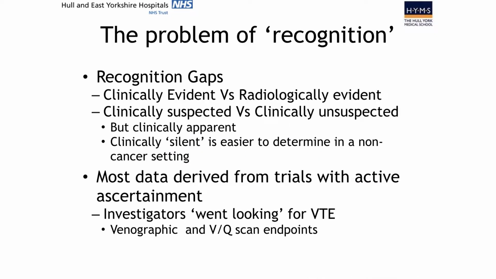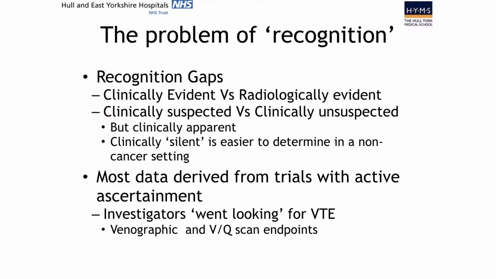The problem of recognition is what has been very difficult to filter through the community. People have felt that, it's just an incidental pulmonary embolism, it's going to be asymptomatic, should we treat it? Well, the recognition gaps are really between, is it clinically evident or radiologically evident? And that's very different. You've got to go back and find out if it is clinically evident, because that will help your management. Is it clinically suspected versus clinically unsuspected, but clinically apparent? Is it clinically silent? It's easier to determine in a non-cancer setting.